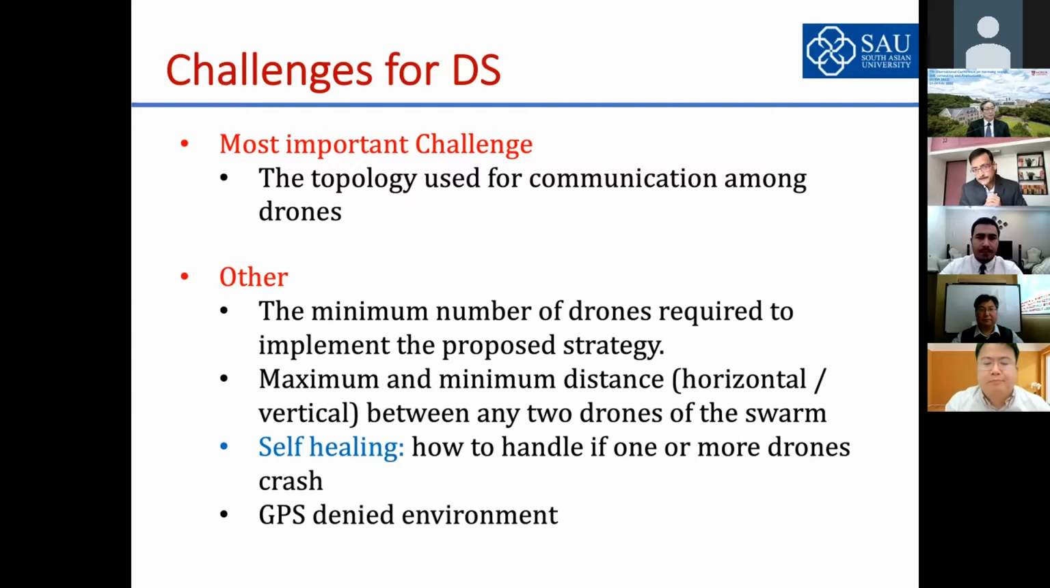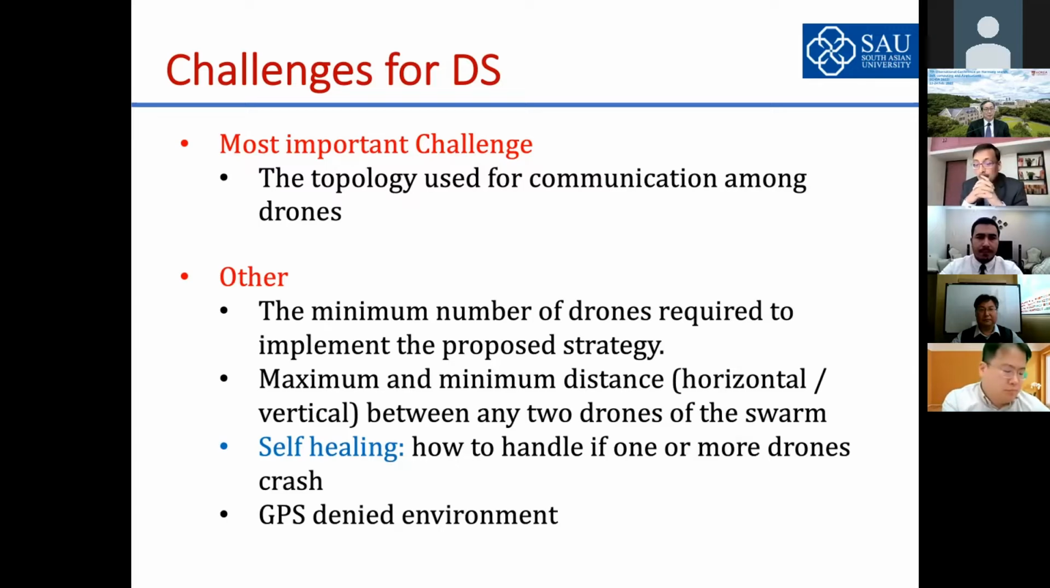Communication topology, that who will communicate to whom, this is again a challenge. Self-healing, I already told you that self-healing is again a challenge. How to handle if one or more drones crash, means who will take the place of the crashed drone. So this consensus is to be made, otherwise at one place so many drones are coming, then they can collide with each other. So all these consensus are to be made in real time, almost real time, of course.